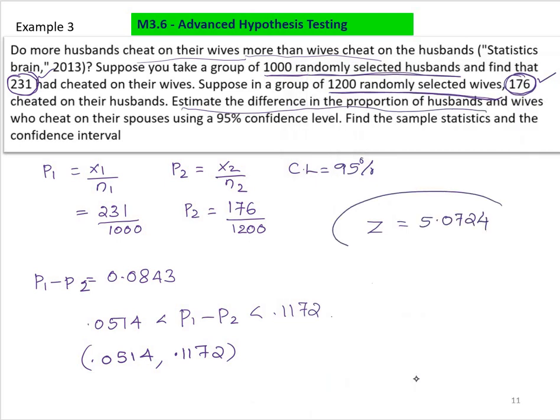5.0724. So that is the Z test. So test statistics. Okay, so the confidence interval is here and the test statistic is here. Okay, I think that makes sense.